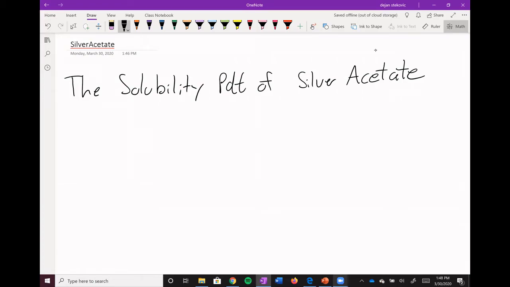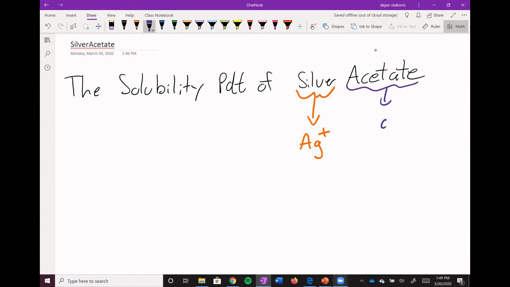All right, so today we'll take a look at the solubility product of silver acetate. So let's start off thinking about what all of these words mean. So silver, as you guys probably know, is generally Ag plus. So silver plus, and then the counter ion acetate here.